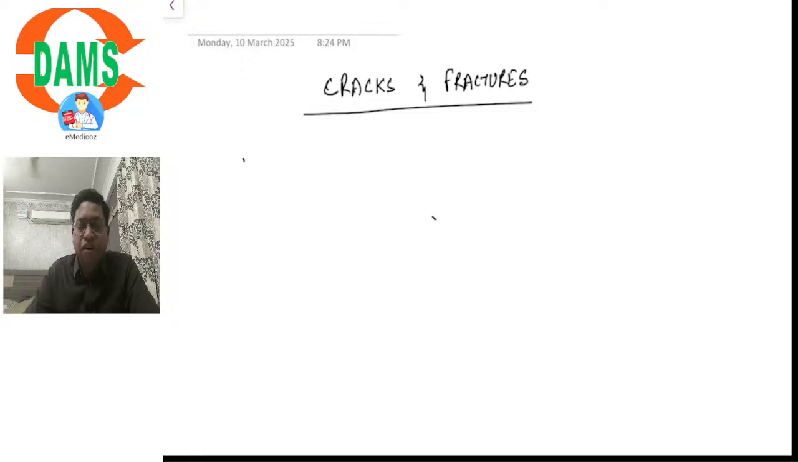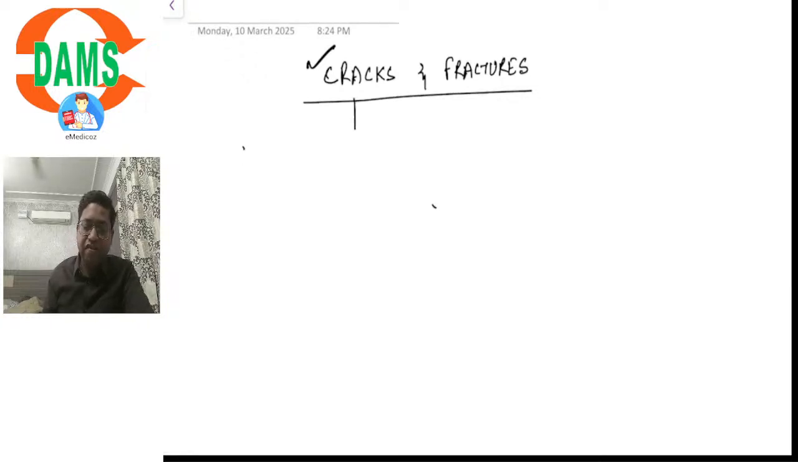Let us see what are cracks and fractures in the endodontic scenario. Crack, as the name indicates, is an incomplete form of tooth structure defect, and fractures are the complete form of tooth structure defects. Okay, a through and through defect is known as a fracture.